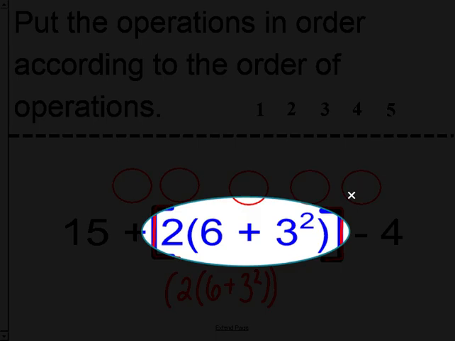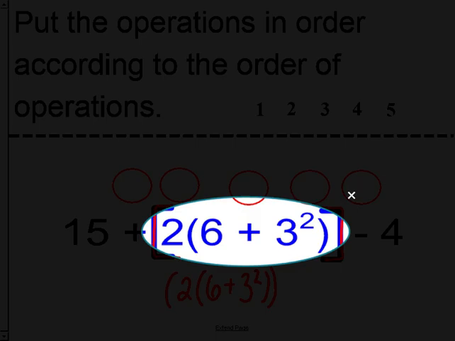So I have to look inside of that set of grouping symbols because I found a set of grouping symbols, and so I start over and say, are there any grouping symbols? Yes, there's a set of grouping symbols inside of that. So now within this inside set of grouping symbols, the 6 plus 3 squared, do I have any more grouping symbols inside of that? No. Do I have any exponents? Yes. So that's my very first step.